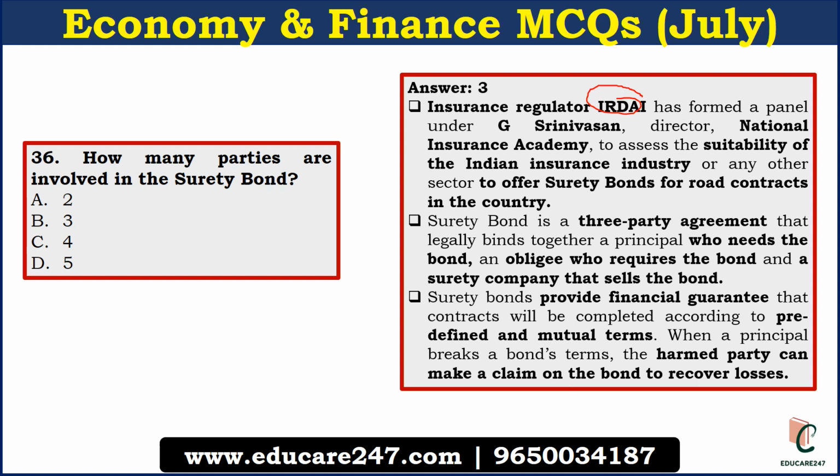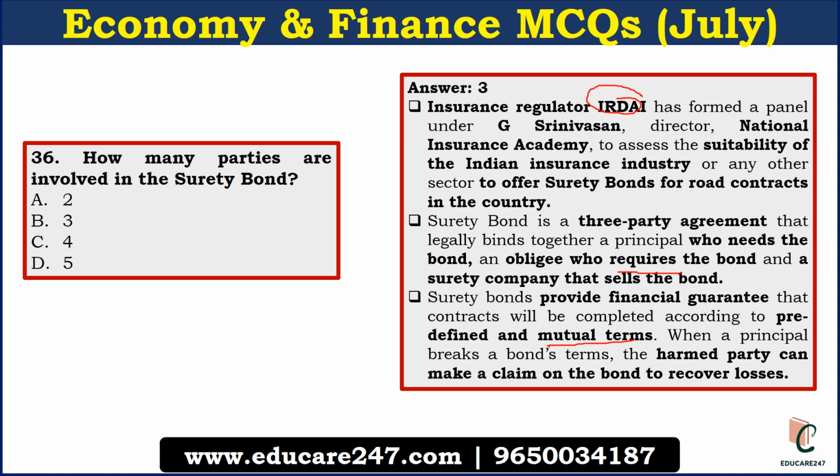Basically, surety bond is a three-party agreement, and it legally binds together a principal who needs the bond, an obligee who requires the bond, and a surety company that sells the bond. So basically, surety bonds provide financial guarantee that contracts will be completed according to predefined and mutual terms. When the principal breaks the bond terms, the harmed party can make a claim on the bond to recover losses.